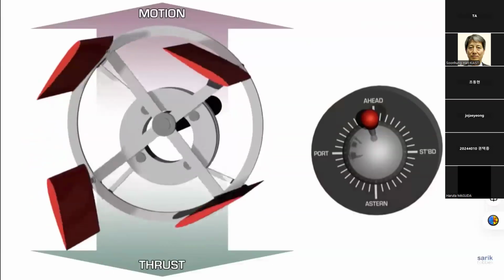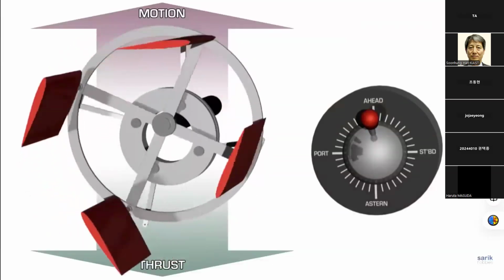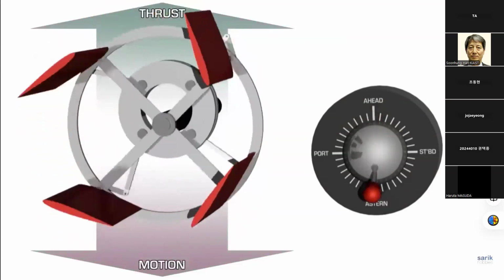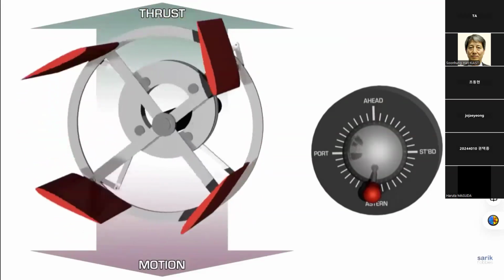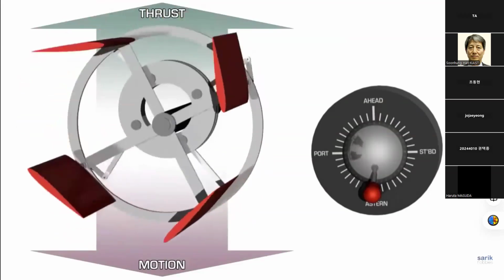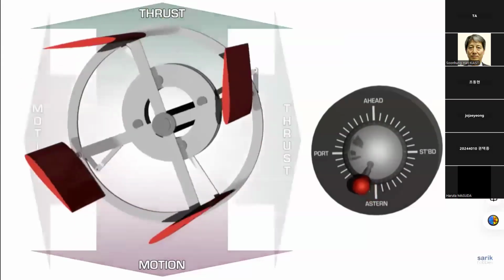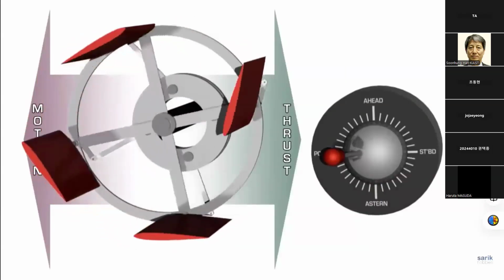You see that the angle of attack is changed through using the overhead on both sides. So they are saying there is no need to have a steering. It also has a steering function inside the position. Yes, thrust and motion is changing in this.